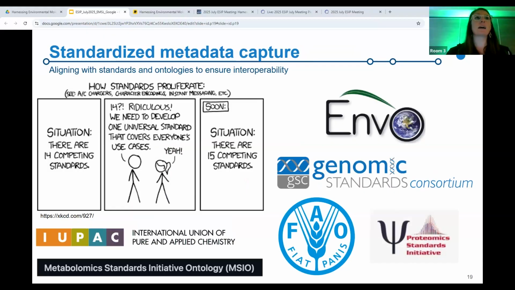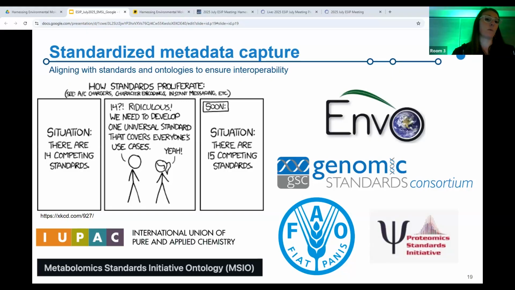Let's recognize that there are a lot of use cases, a lot of applications, a lot of things that make sense for one community that may not make sense for another, and then figure out how we can come together rather than creating something new. And so at EMSL, we are leveraging existing standards, existing ontologies. We're not going to create an EMSL standard. We're not going to create another competing standard. We are going to use what exists.